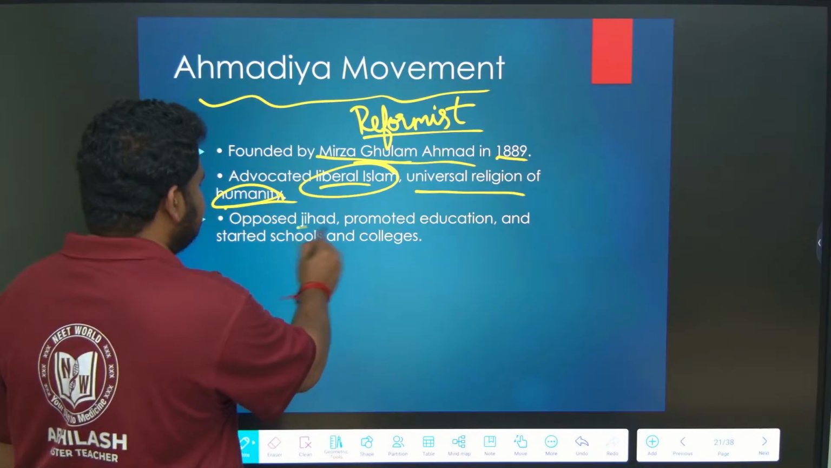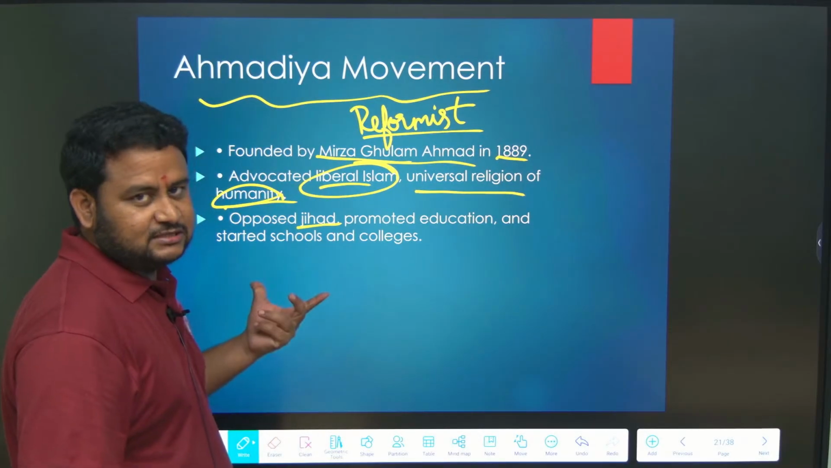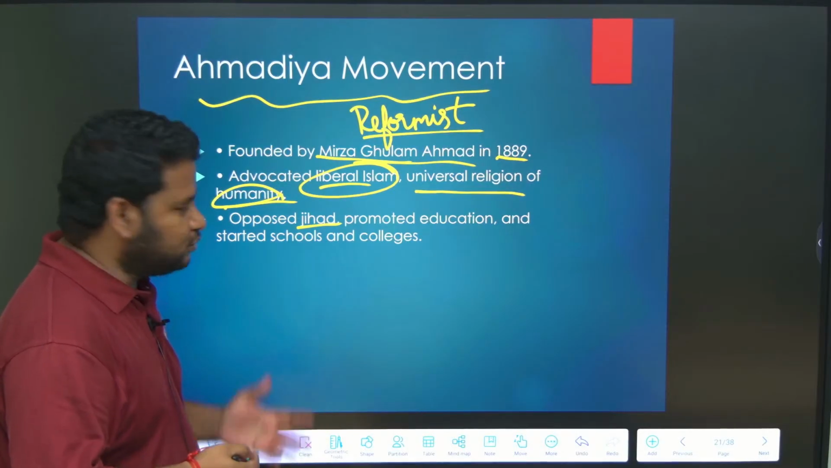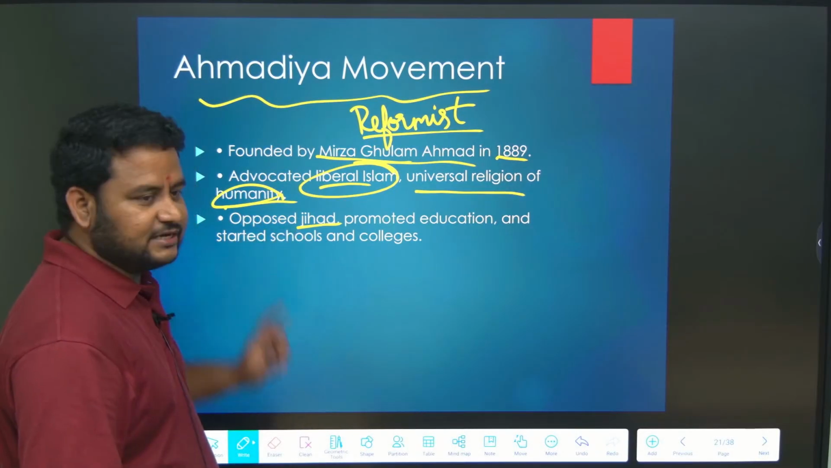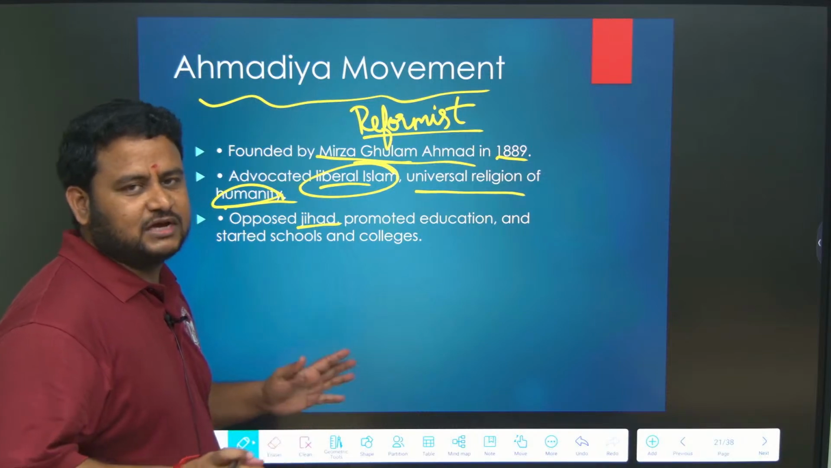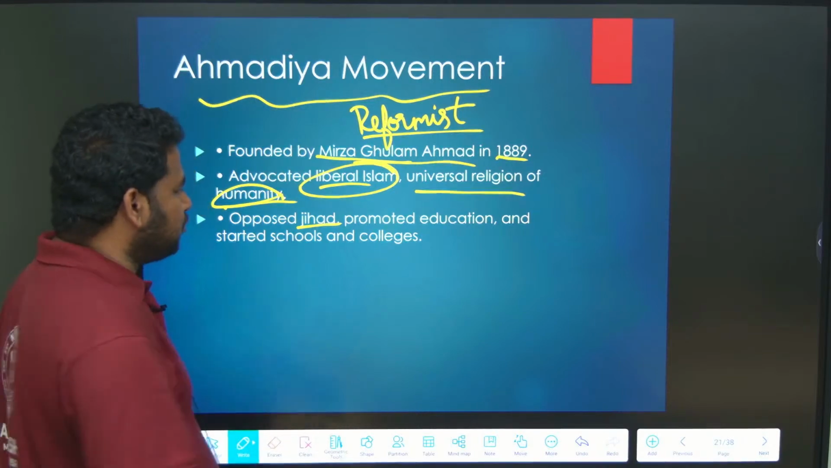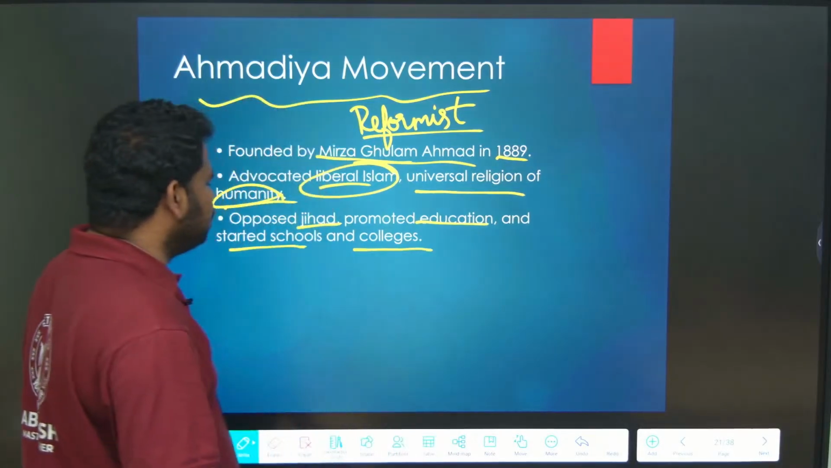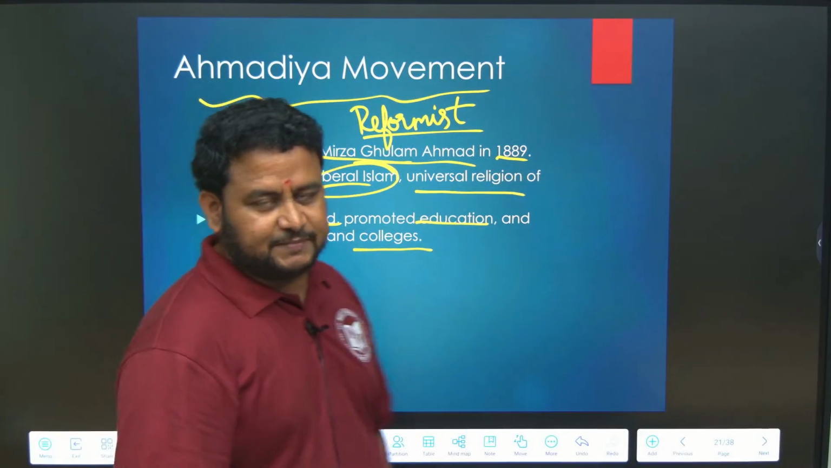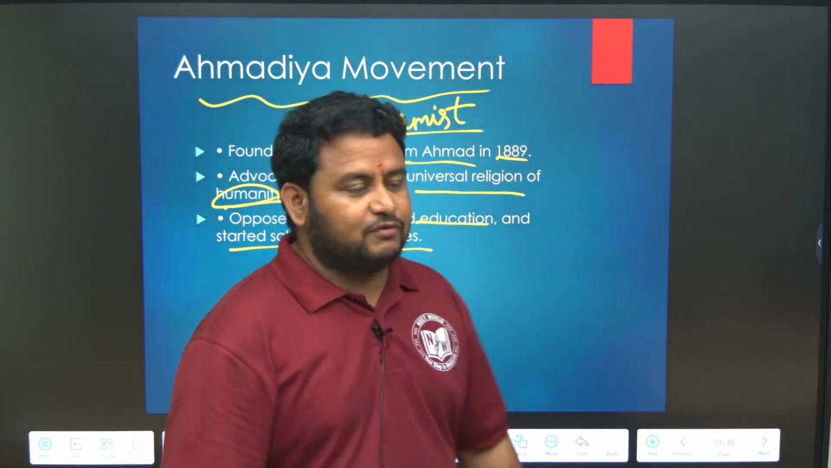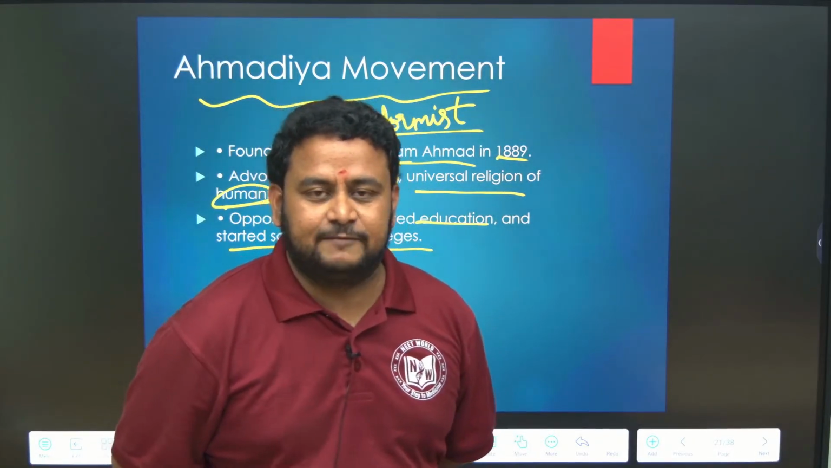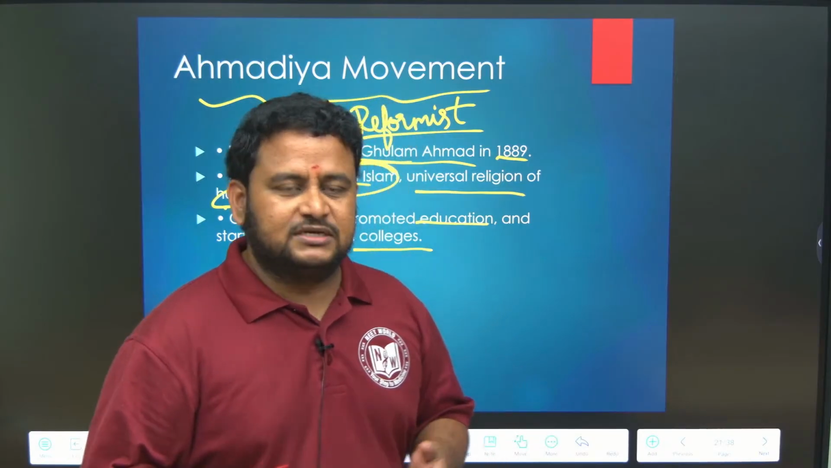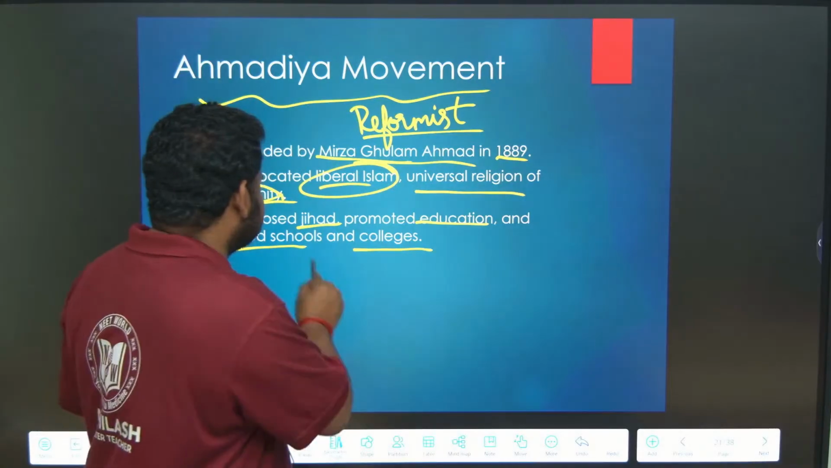He opposed jihad. Jihad here means forceful conversion in various ways. He didn't want forceful conversions. He opposed jihad, promoted education, and started schools and colleges. If they give a statement that the Ahmadiyya movement advocated jihad, it is a wrong statement. Advocated means supported, and it didn't support it. It opposed jihad.